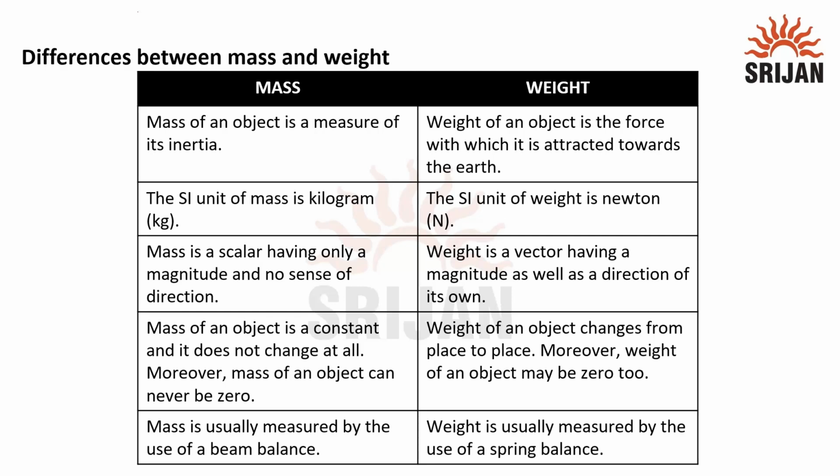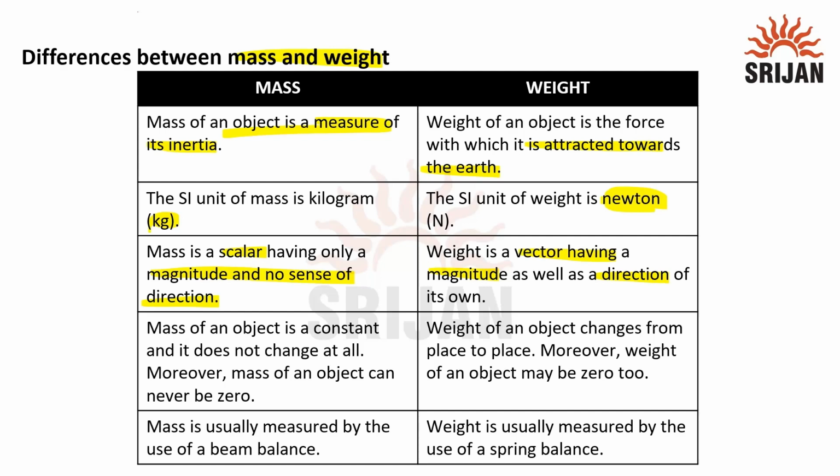Now let us differentiate between mass and weight. So the first difference is the definition. The mass of an object is a measure of its inertia. For weight, the weight of an object is the force with which it is attracted towards the Earth. The SI unit of mass is kilogram, whereas the SI unit of weight is Newton, which is the SI unit of force also. Mass is a scalar, having only magnitude and no sense of direction, whereas weight is a vector quantity, that is, it has both magnitude as well as direction.